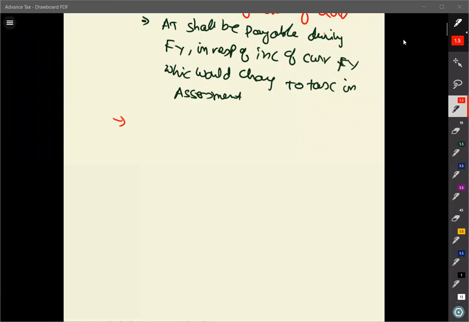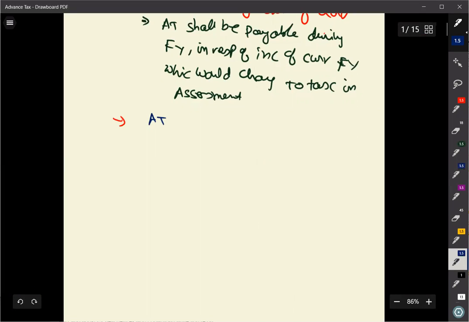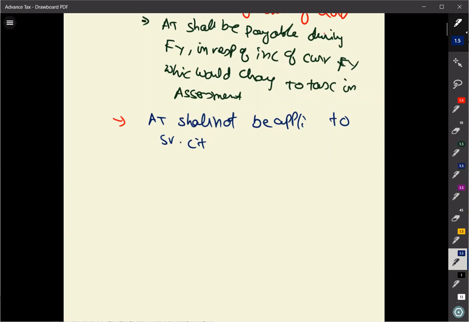Applicability. So as we are discussing the applicability, this section is applicable to whom? Advance tax, the point says here, advance tax provision shall not be applicable to whom? Advance tax provision shall not be applicable to a senior citizen. So if the assessee is a senior citizen, then ultimately the concept of advance tax will not be applicable to the senior citizen.